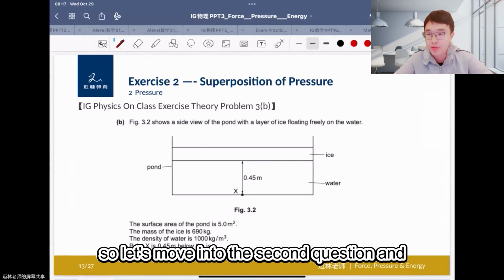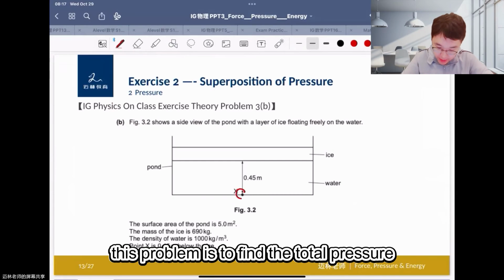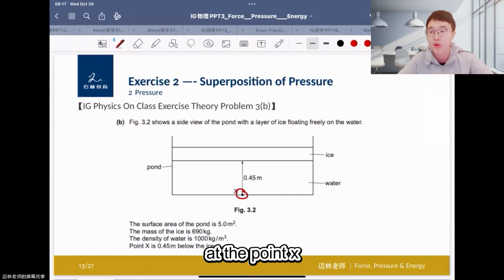So let's move on to the second question and try to figure out this problem. This problem is to find the total pressure at the point X.